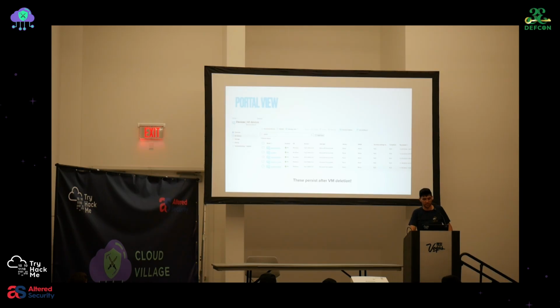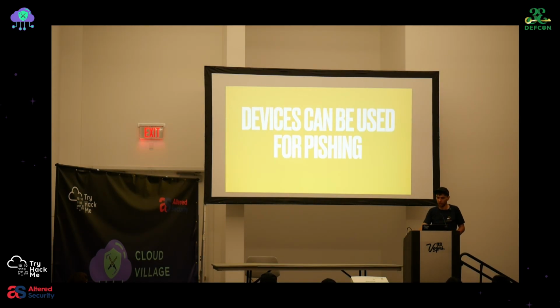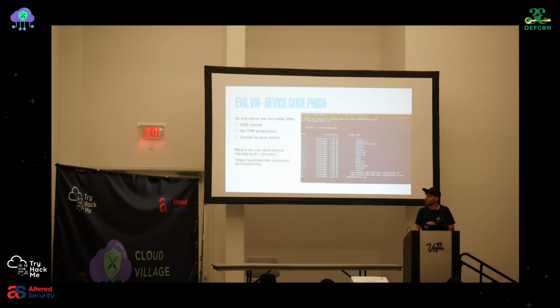The reason why these backdoors are useful is because we can use these for phishing. The key thing to understand is, as a subscription owner, we can make VMs that, as we said, are joined to the directory, but that have no trusted platform module protections. That's what typically is going to keep PRTs and device identity certificates safe. And because we're the person who made this virtual machine, we get local admin creds. And this is everything that we need to steal device certificates and primary refresh tokens off of the device.